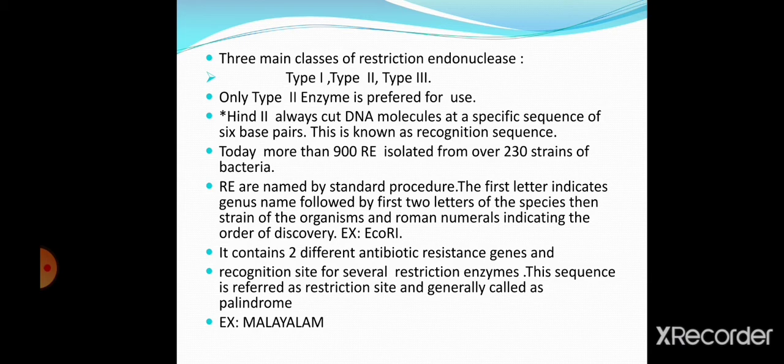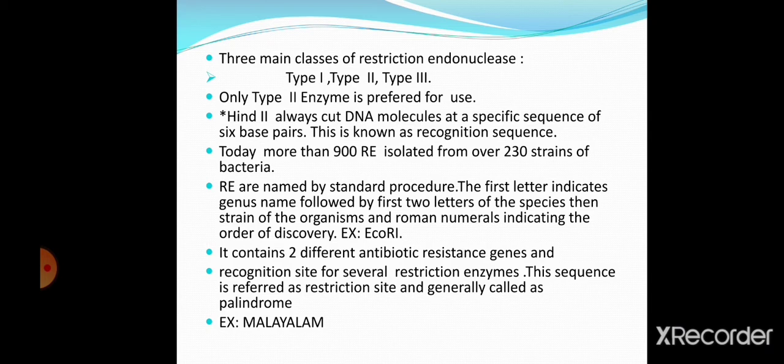So this abbreviated short form also has a standard procedure. The restriction endonuclease EcoRI contains two different antibiotic resistance genes and recognition sites for several restriction enzymes. This sequence is also referred to as a restriction site. Generally it is called palindromic.